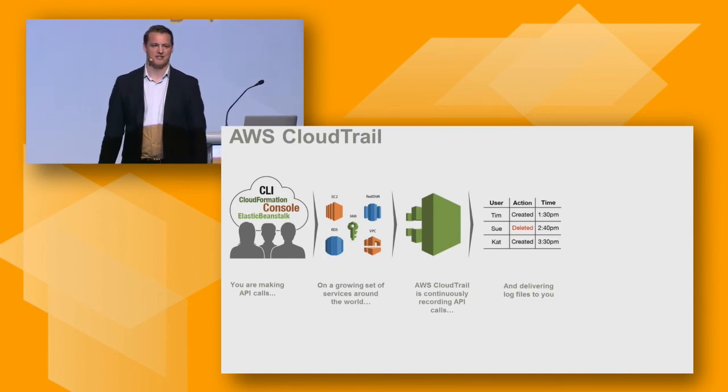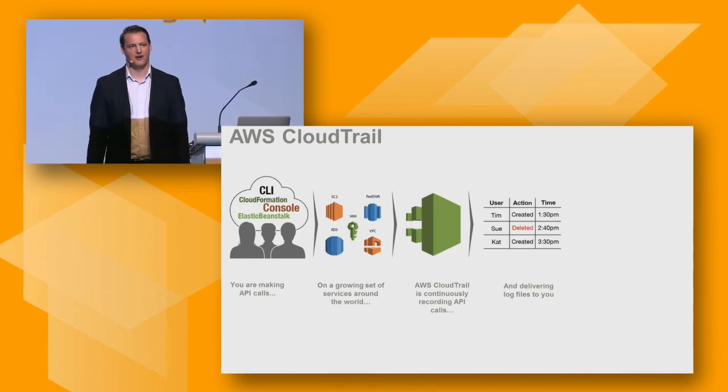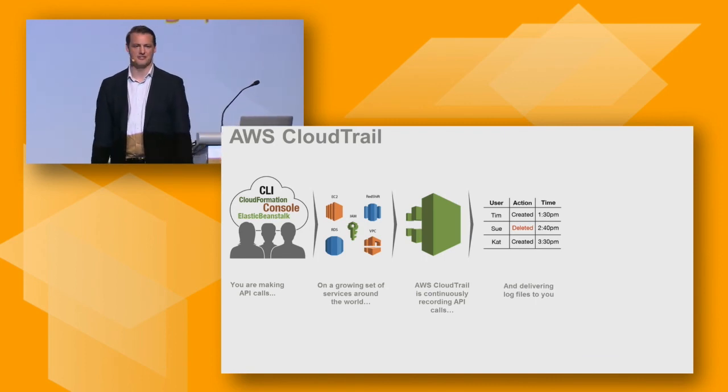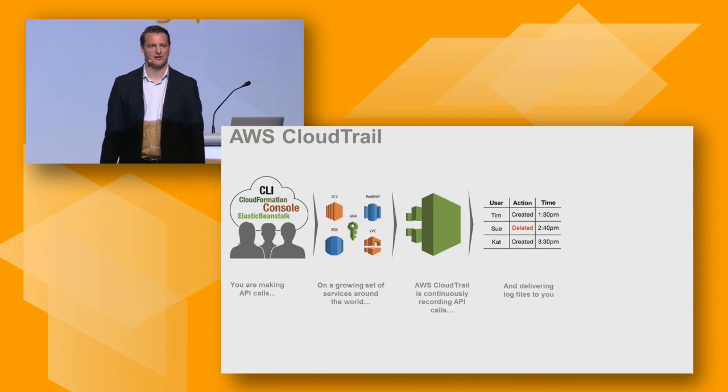CloudTrail is not turned on by default. So if you've got enterprise workloads running in your environment right now and no one has specifically turned CloudTrail on, then you actually have no visibility about what people are doing in your environment. So you need to rush out of here and go and turn it on.